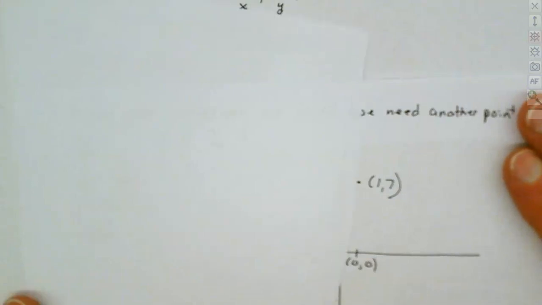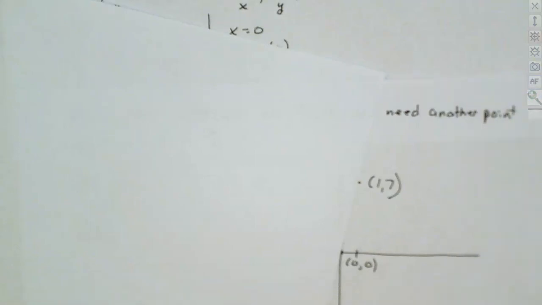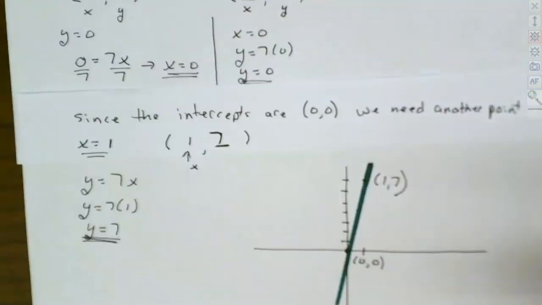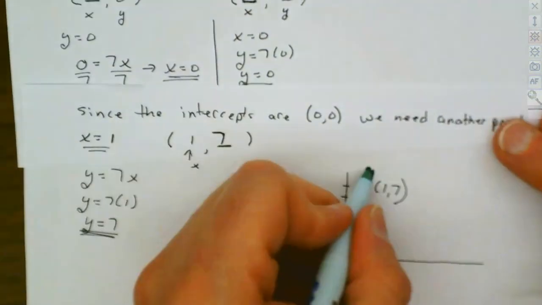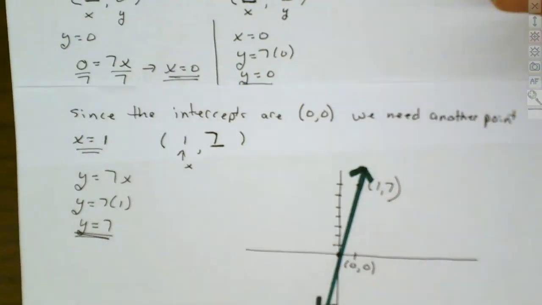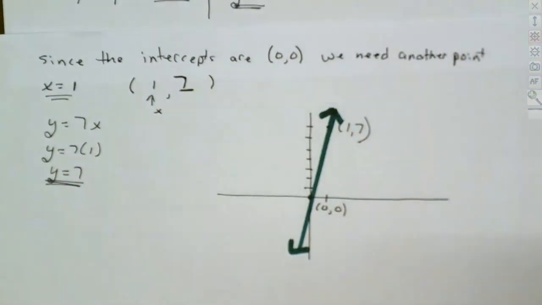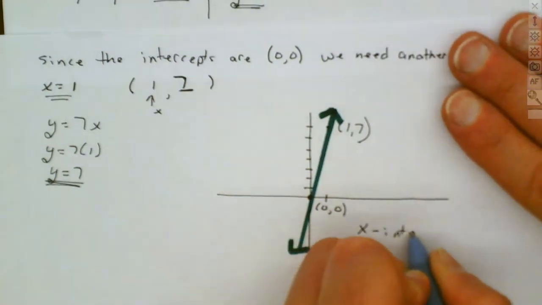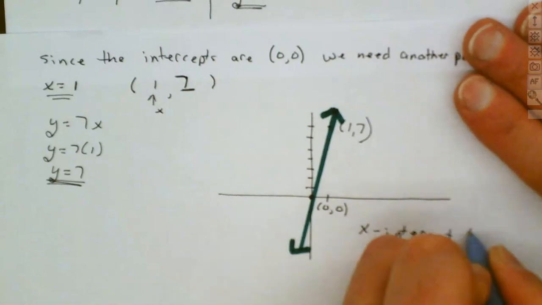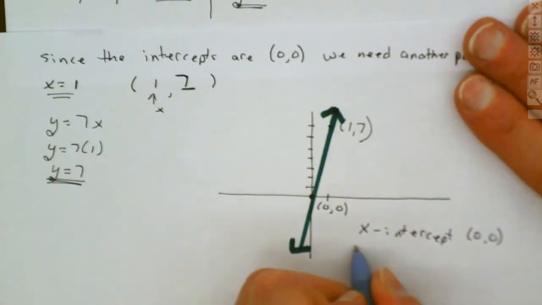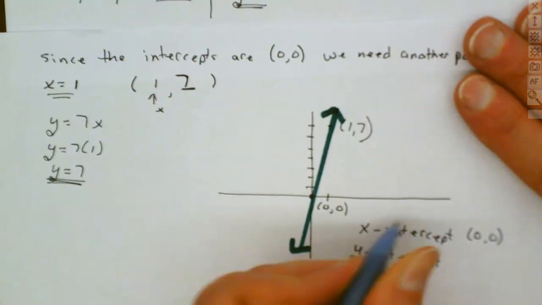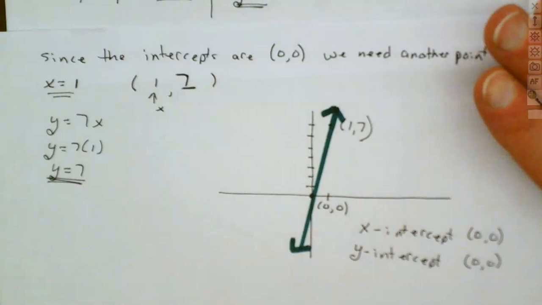Okay, so we've got our 2 points here. We'll connect them together with a ruler or a straight edge. And there is your line. And by the way, what are the intercepts? We found them. And for the intercepts, we have an x-intercept. And that was at 0, 0. And we have a y-intercept, which is also at 0, 0.